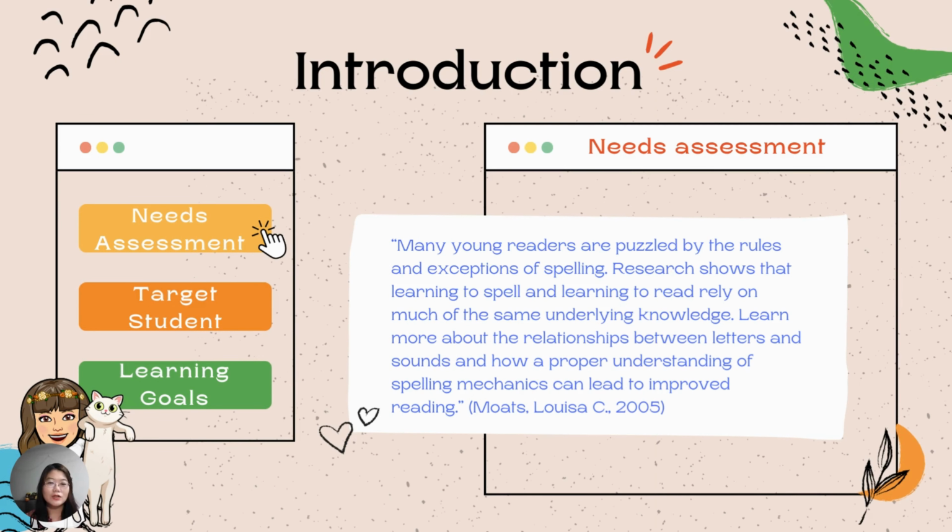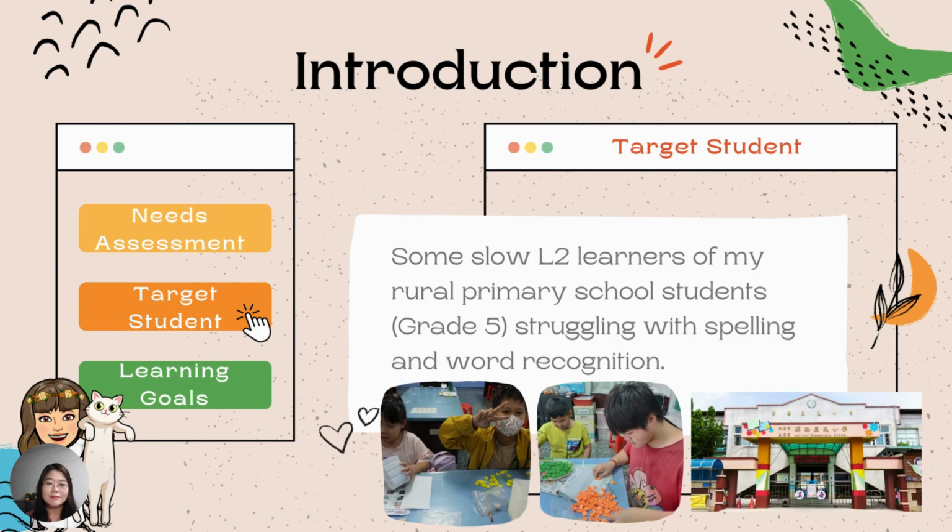And here is the introduction. It's about the needs assessment. Because I read an article in 2005, Lisa Moss mentioned that many young readers are puzzled by the rules and exceptions of spelling. Research shows that learning to spell and learning to read rely on much of the same underlying knowledge. Learn more about the relationships between letters and sounds and how a proper understanding of spelling mechanics can lead to improved reading. So therefore, in my opinion, for my rural primary school students, spelling is a very important and essential tool for them when they read new text.